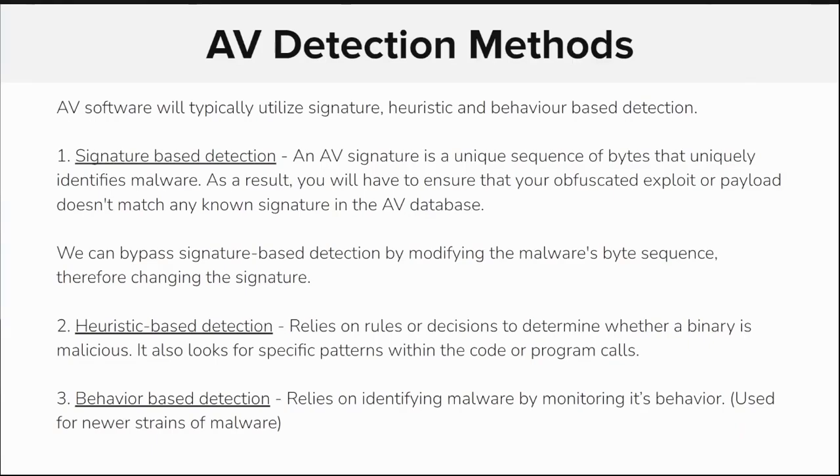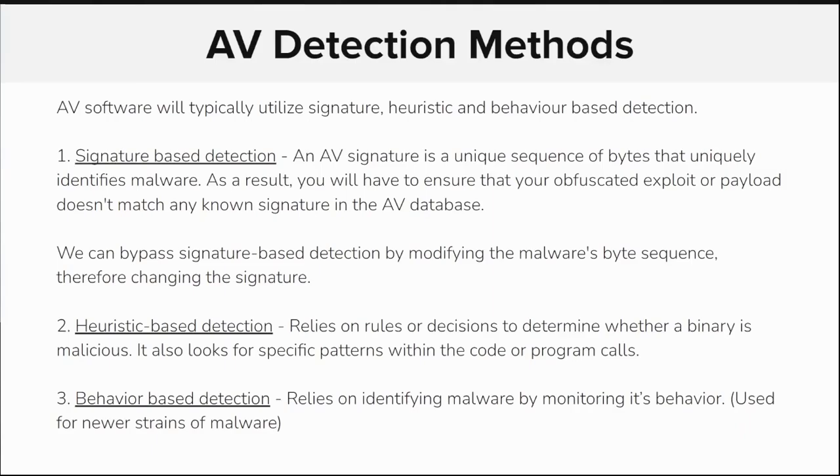So that's signature-based detection. We then have heuristic-based detection. This relies on rules or decisions to determine whether a binary or executable is malicious. It also looks for specific patterns within the code or program calls that have been made by a particular executable.